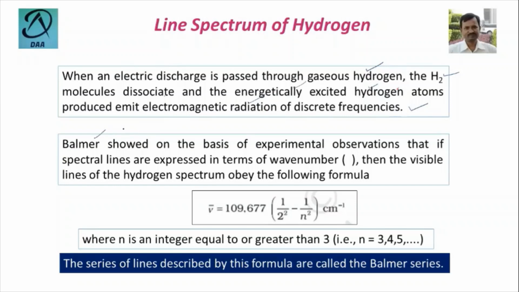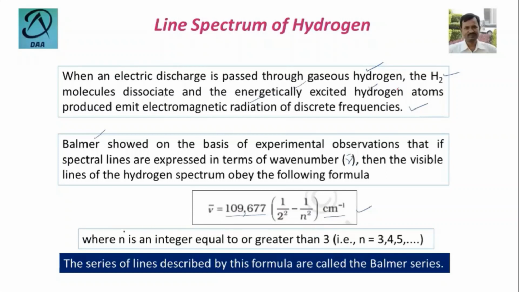Balmer, on his experimental observation, drew the following equation. This is the wave number. This wave number is equal to 109677, this is the whole number, times the bracket 1 by 2 square minus 1 by n square, bracket close, cm inverse.